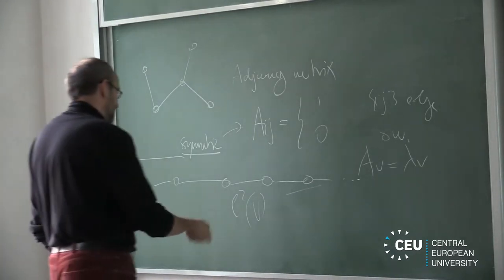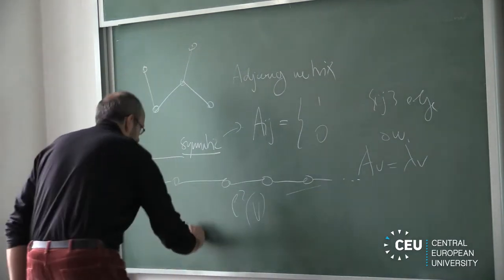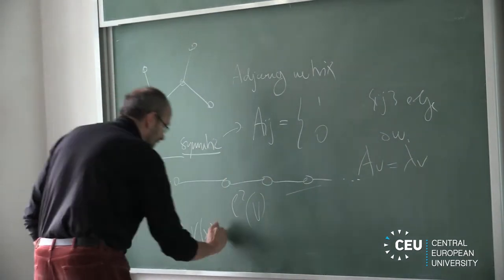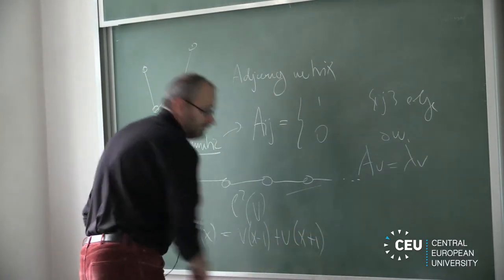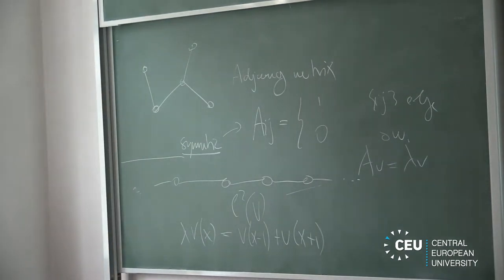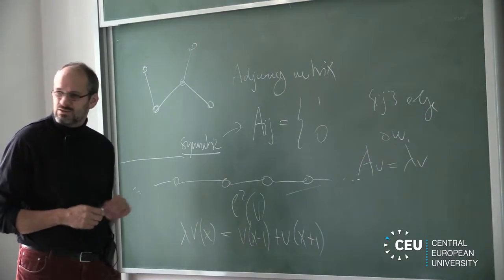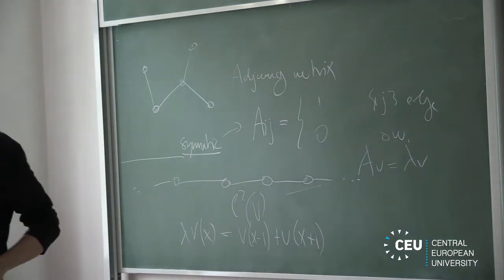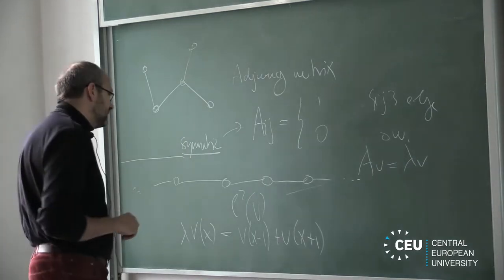If you write down what this means here, it tells you that, if you take v, lambda v of x is v of x minus 1 plus v of x plus 1, okay? This is a three-term recursion, right? So this will have a space of solutions which is two-dimensional. It's a linear recursion, so any linear combination of solutions will still be a solution. You have a two-dimensional space of solutions, typically, and you can just write down the solutions.